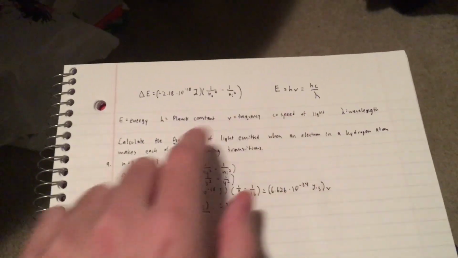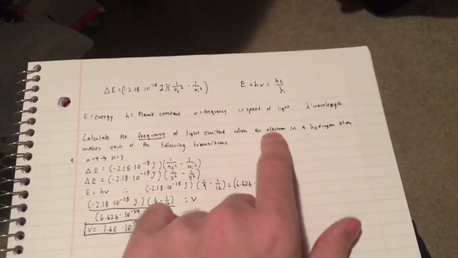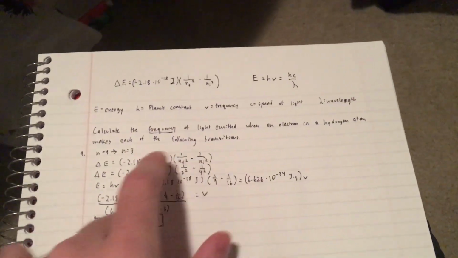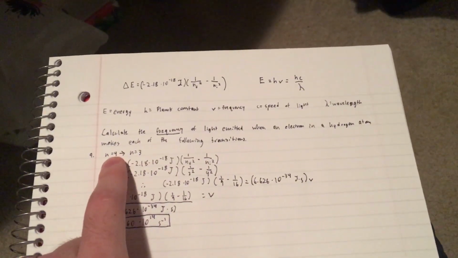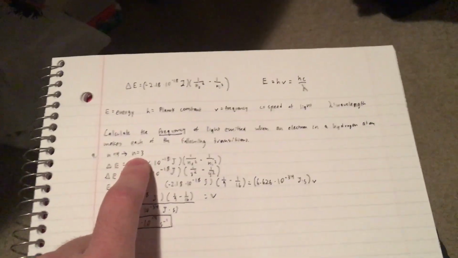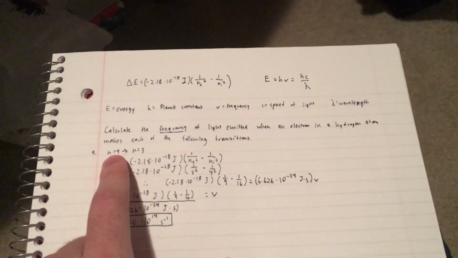Okay, so the question is asking, calculate the frequency of light emitted when an electron in a hydrogen atom makes each of the following transitions. Here, the first one gives us, it's going from energy level 4 to energy level 3. Okay, so this gives us two of our n's that we need.